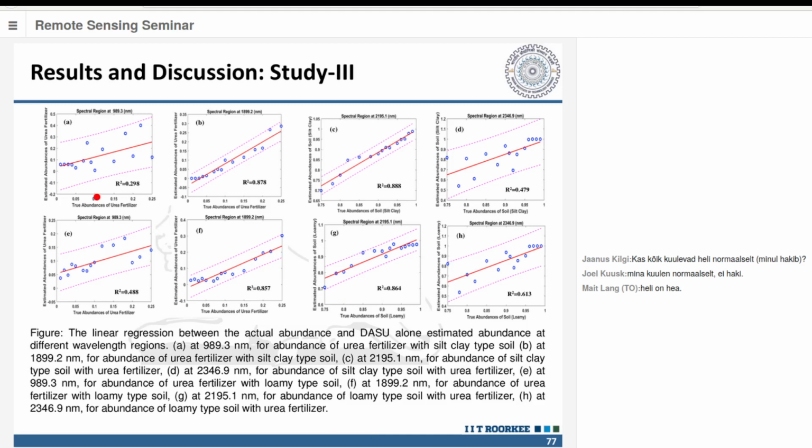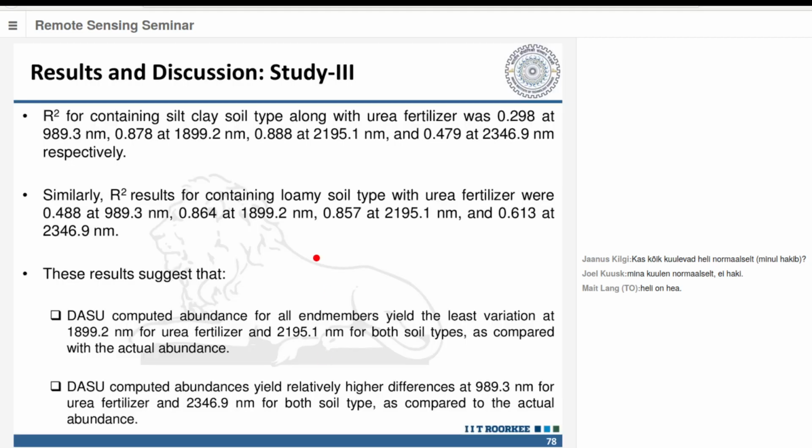So this is the plot for each wavelength region, and based on the coefficient results of the R square, we found that the DASU computed abundances yield the least variation at 1899.2 nanometer for urea fertilizer and 2195.1 nanometer for both soil types as compared to the actual abundances. The DASU computed abundances yield relatively higher differences at other wavelengths for urea fertilizer and both soil types as compared to the actual abundances. So these are the results of the R square values.